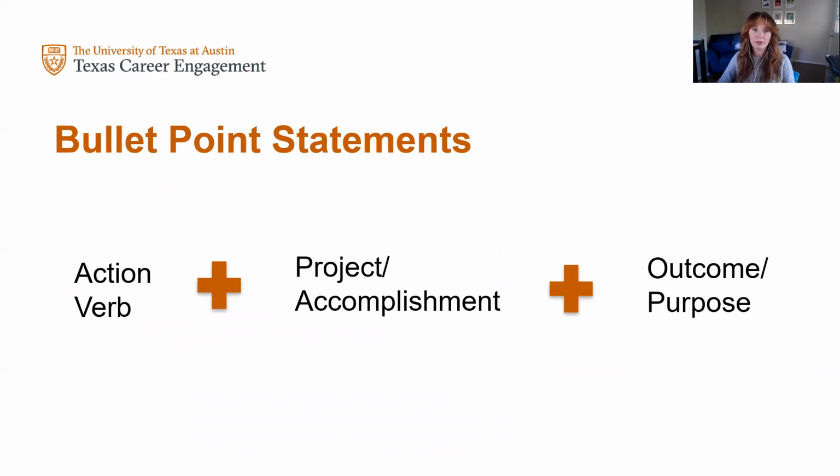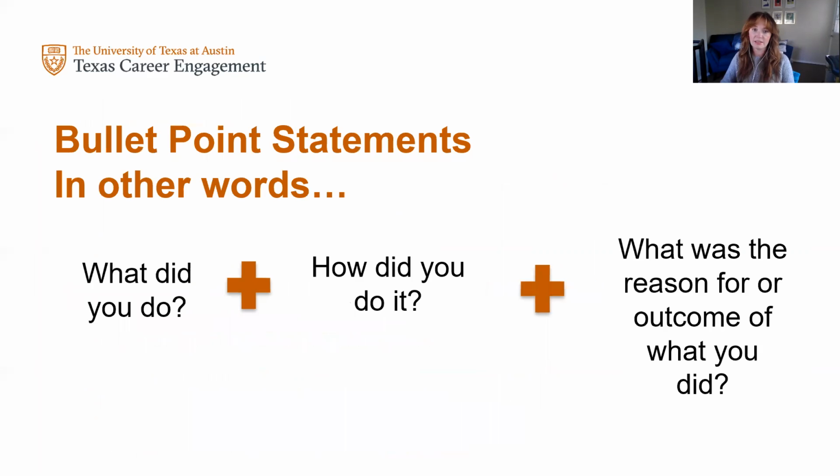So here's a simple little way of thinking about your bullets. Each bullet is going to start with an action verb, and it's going to include a project or accomplishment, and then it's going to talk about your outcome or your purpose. So another way to think about this is, what did you do? How did you do it? And what was the reason for or outcome of what you did?